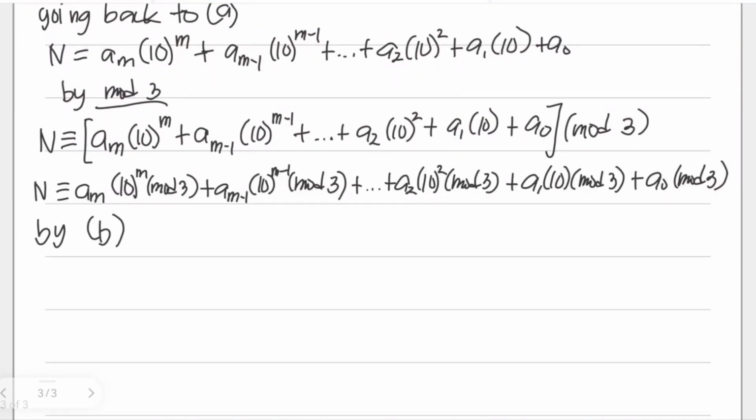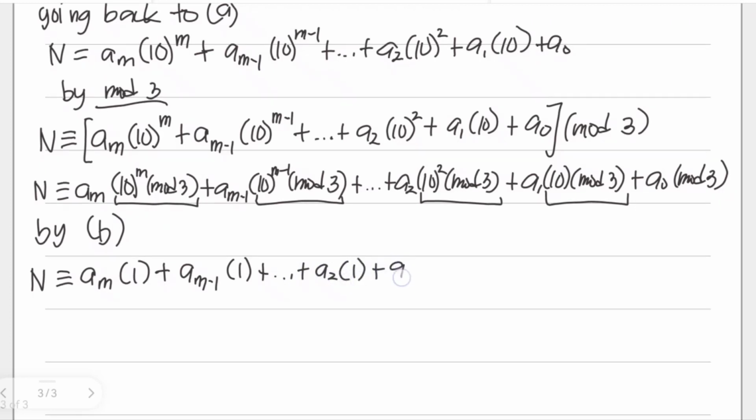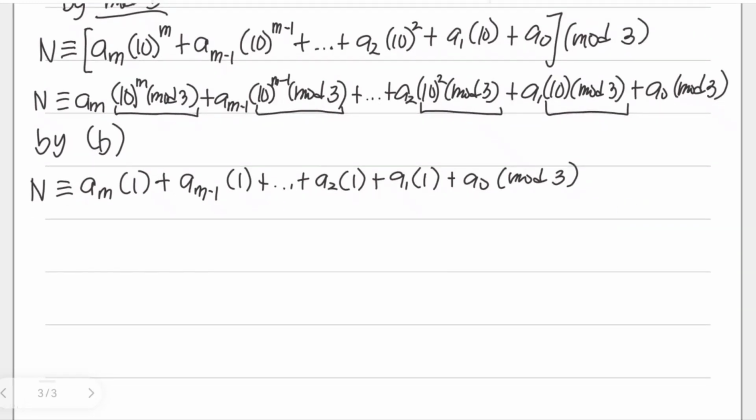This means that this expression here, this expression here, and here as well, they are all equal to 1, which means n is congruent to a sub m times 1 plus a sub m minus 1 times 1 plus dot dot dot plus a sub 2 times 1 plus a sub 1 times 1 plus a sub 0 modulo 3. Of course, you could also have your 10 to the power of 0, so you have your modulo 3 as well. Now, what does this mean?